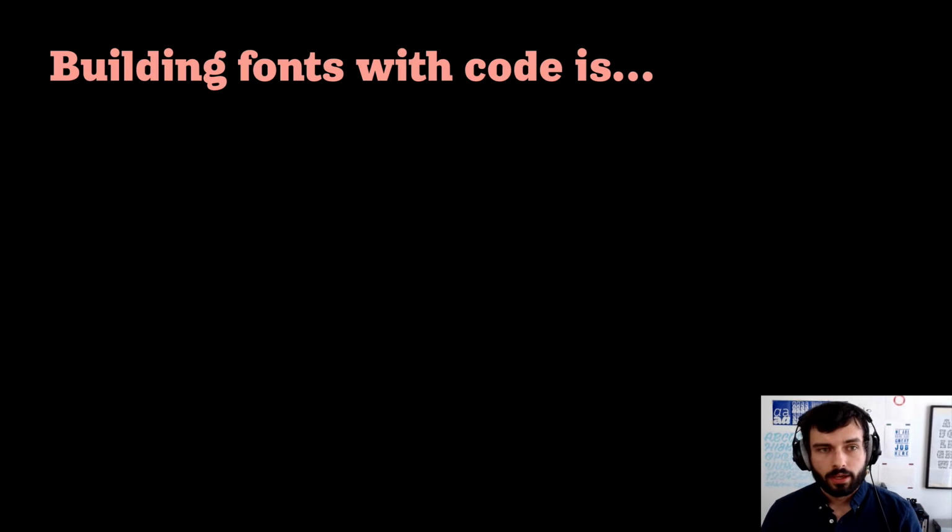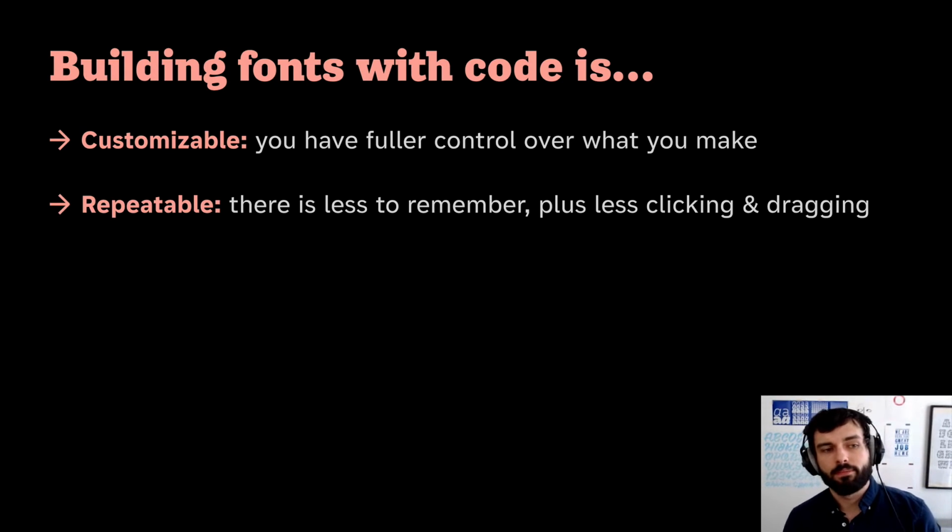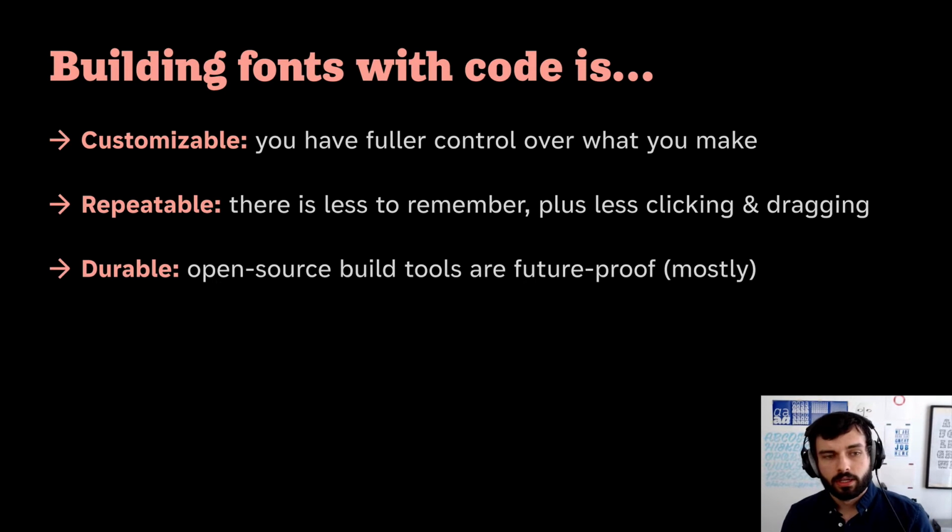Thank you. So back to the talk here, building fonts with code is customizable. So you have really full control over what you make and how you make it. It's more repeatable, so you don't really have to remember too many steps because essentially you're writing everything down and programming it so that the computer will remember those steps. It's durable. Open source build tools are more future-proof, arguably, than closed source products.